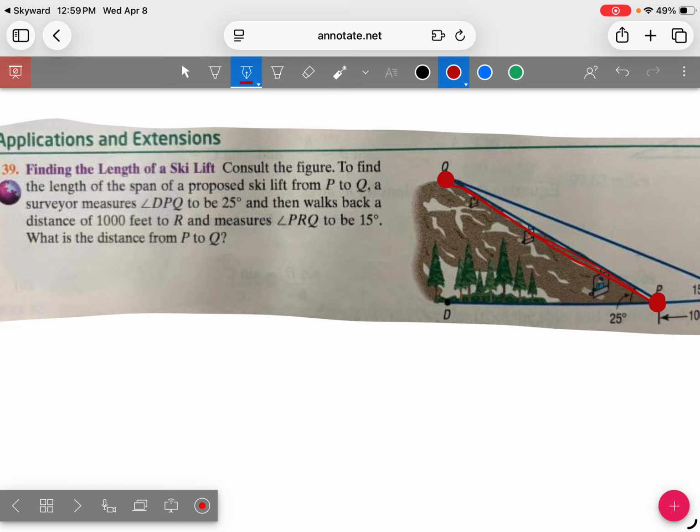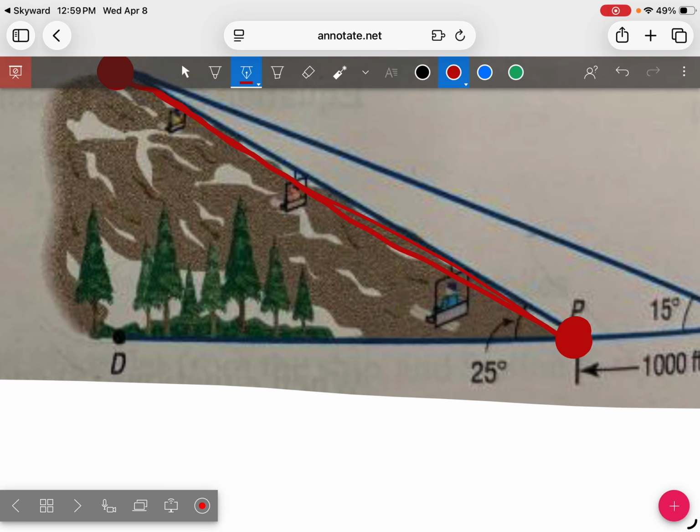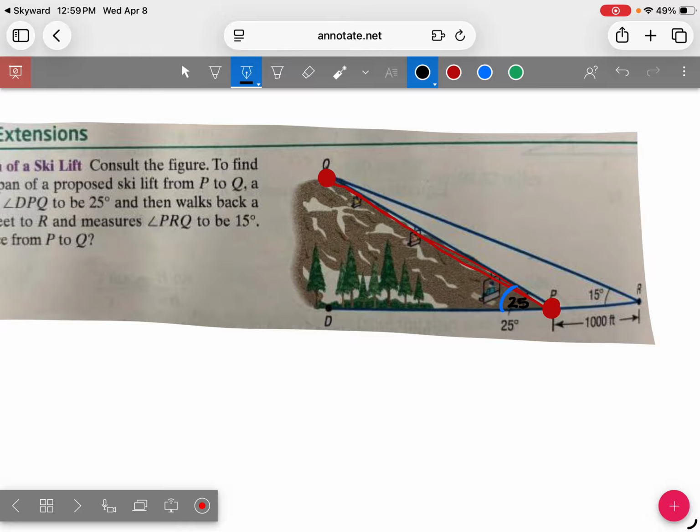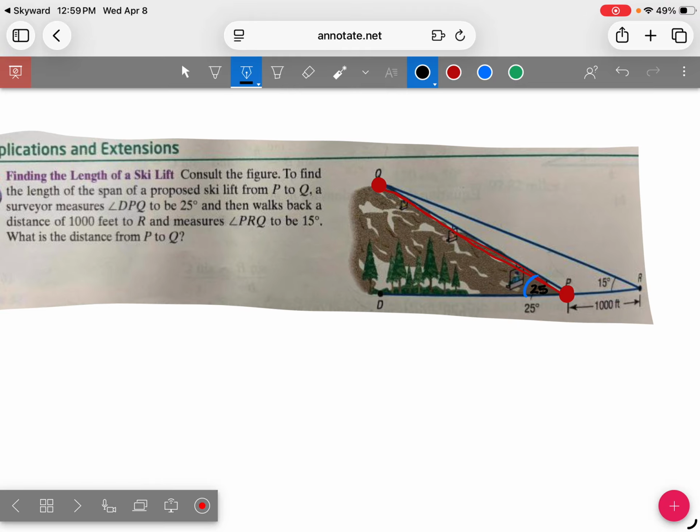So they told us that a surveyor measured the angle DPQ to be 25. So I'm going to zoom in as close as I can. They're telling us that this angle right here is 25. That's what the surveyor measured. You can't see that. Let me put that in black. Still really can't see it, but that's 25. So that's what we know. And then they also tell us that this distance is 1,000.